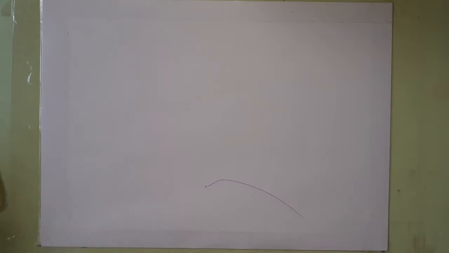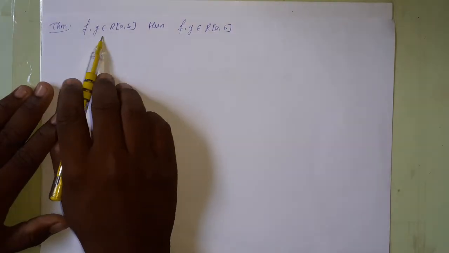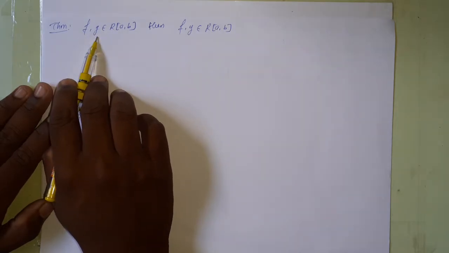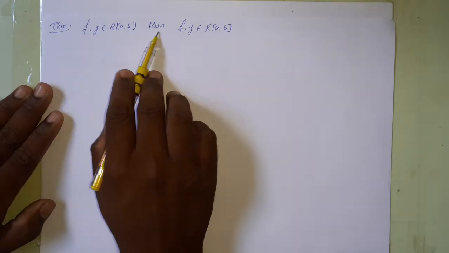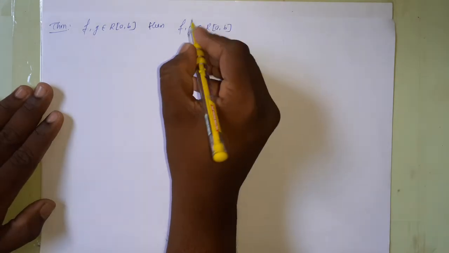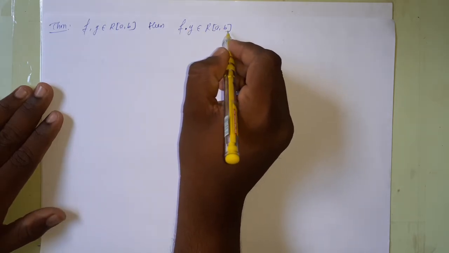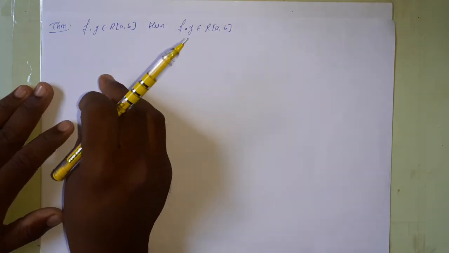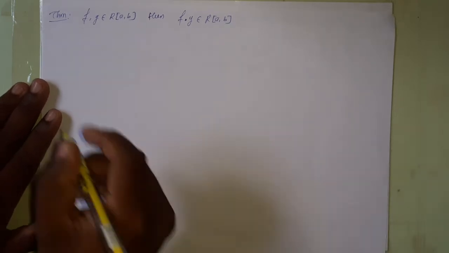In this class, let us discuss the theorem. So here is the statement of the theorem. If f, g belong to R of closed interval [a, b], meaning f and g are Riemann integrable functions on the closed interval [a, b], then f into g belongs to R of closed interval [a, b]. Therefore, if f and g are two Riemann integrable functions, then the product of them is also a Riemann integrable function. So let us prove this one.